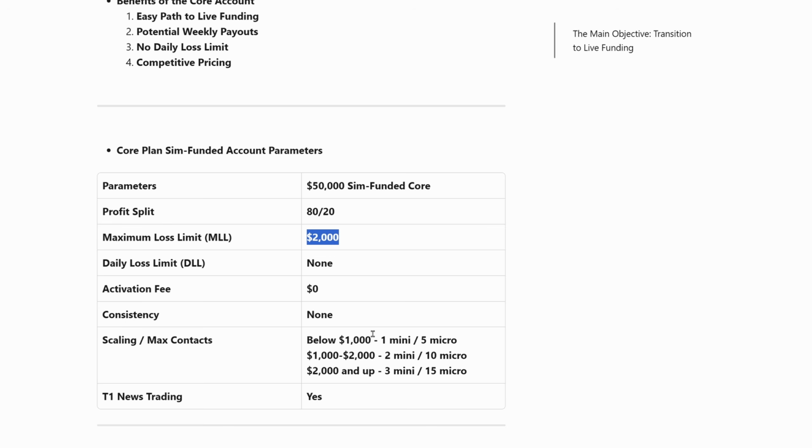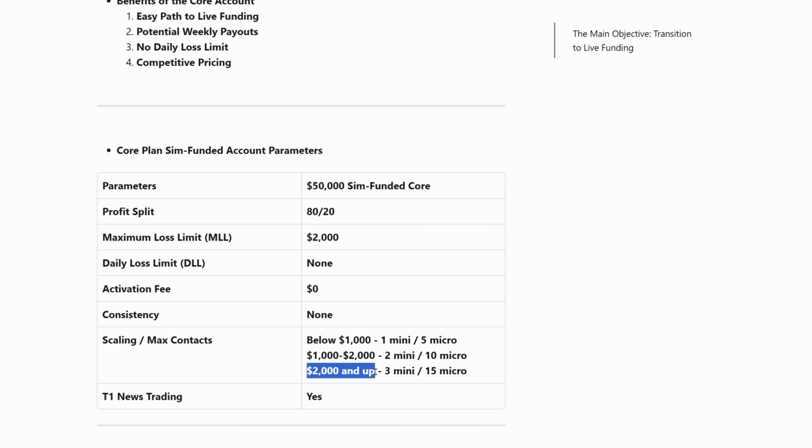Now, once you pass the evaluation, meaning that you made $3,000 in a simulated account without hitting the $2,000 drawdown, you want to pay attention because once you get in the sim funded account, which is the account where, if you meet the requirements, you may be eligible for a payout, you can see that you do have a scaling plan for the contracts. So if your profit in the account is $1,000 or less, you can trade 1 mini or 5 micros. If your profit is between $1,000 and $2,000, you can trade 2 minis, 10 micros. Or if you have $2,000 or more of profit, then you can trade 3 minis or 15 micros.